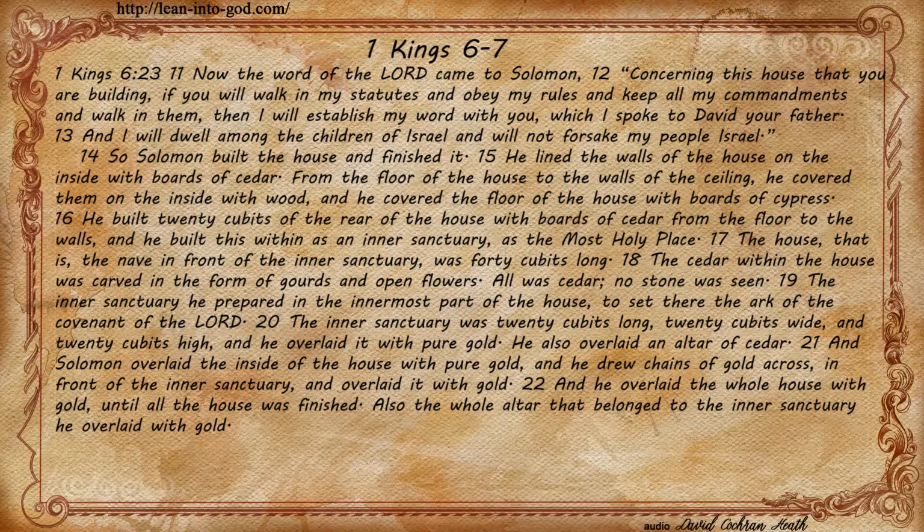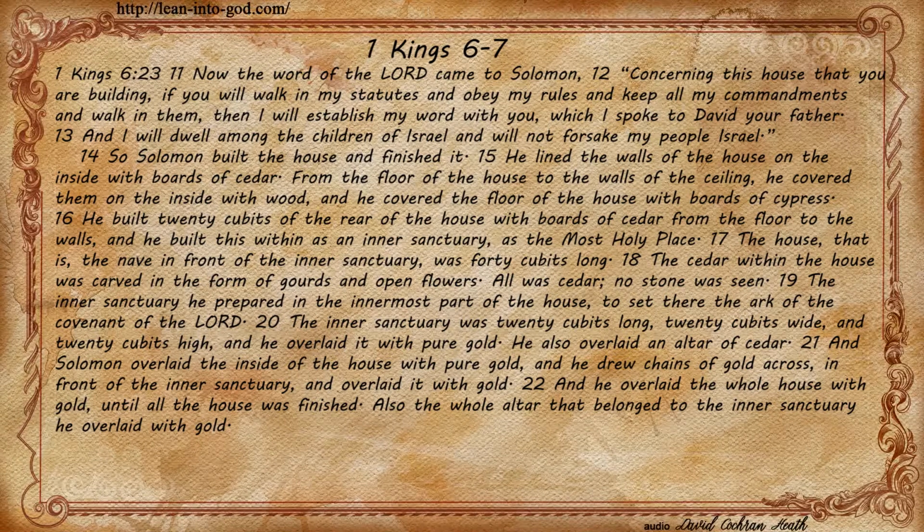He lined the walls of the house on the inside with boards of cedar. From the floor of the house to the walls of the ceiling, he covered them on the inside with wood, and he covered the floor of the house with boards of cypress. He built 20 cubits of the rear of the house with boards of cedar from the floor to the walls, and he built this within as an inner sanctuary, as the most holy place. The house, that is, the nave in front of the inner sanctuary, was 40 cubits long.